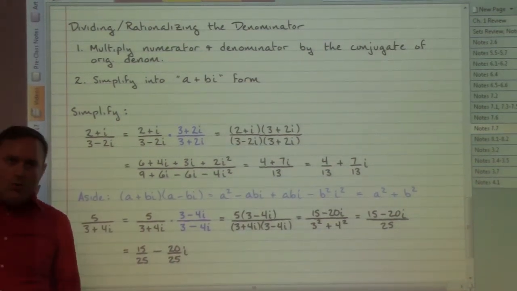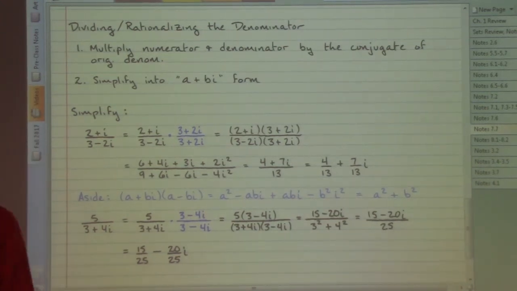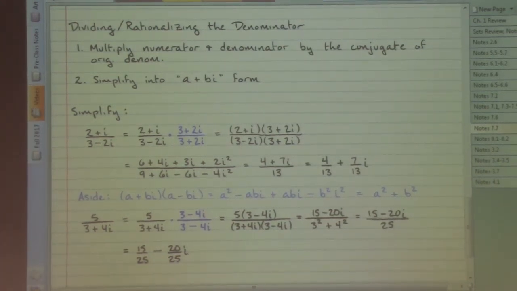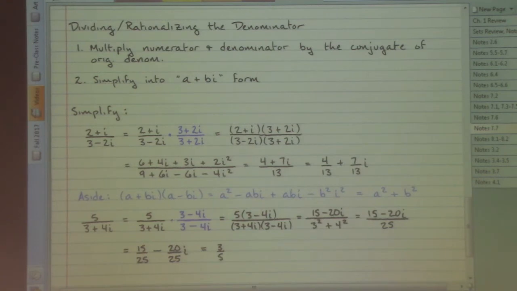Then, as always, with fractions, we want to make sure that they're reduced, and we can reduce each of those to get our final answer here, 3 over 5 minus 4 over 5 i. So that's the kind of arithmetic that we've got to worry about as far as those complex numbers.